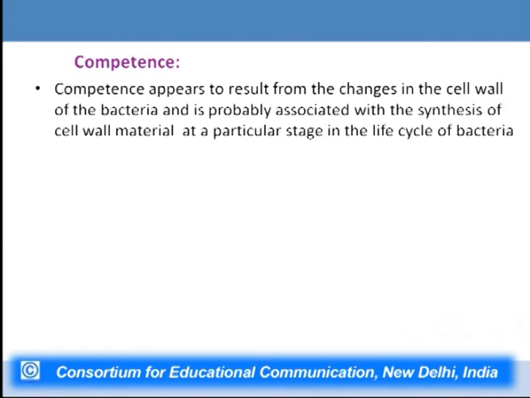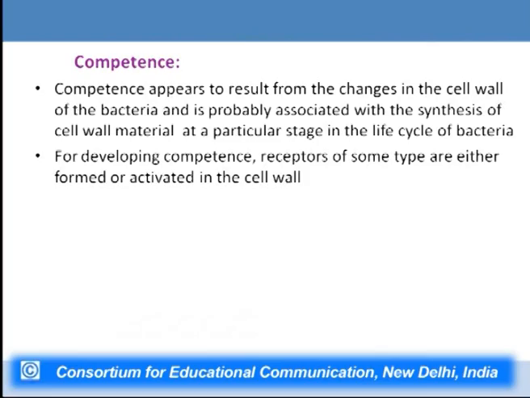Competence appears to result from changes in the cell wall of the bacteria, and is probably associated with the synthesis of cell wall material at a particular stage in the life cycle of bacteria. So basically, it is assumed that whenever there is change in the cell wall of the bacteria because of a specific culture condition, and also because of it being in a specific stage of growth in that particular medium, this leads to synthesis of competence factors.